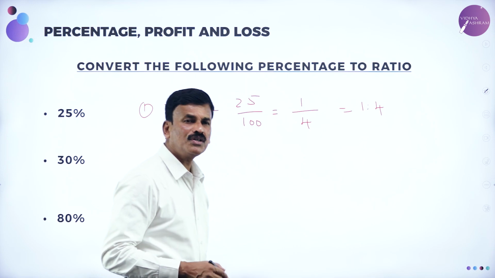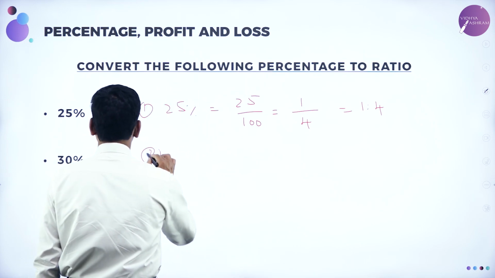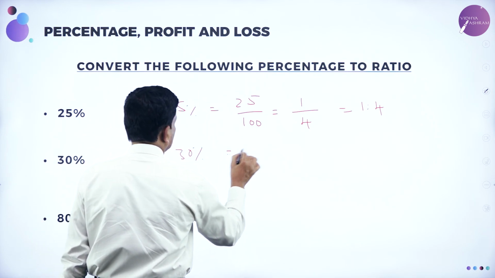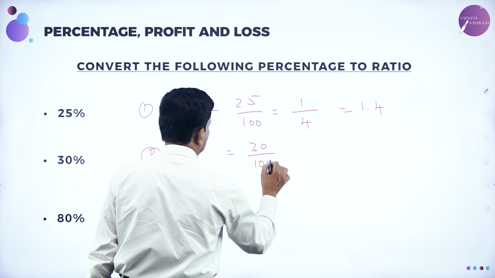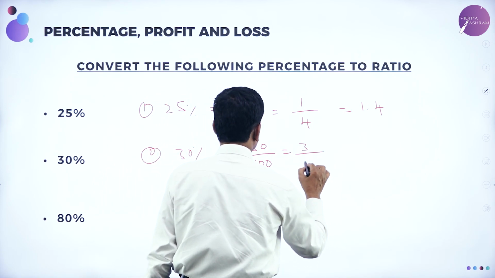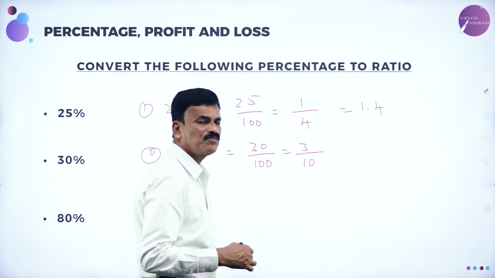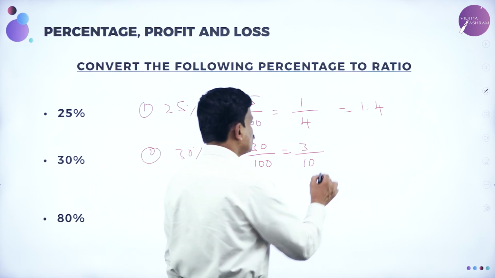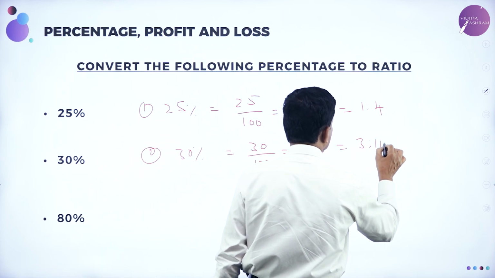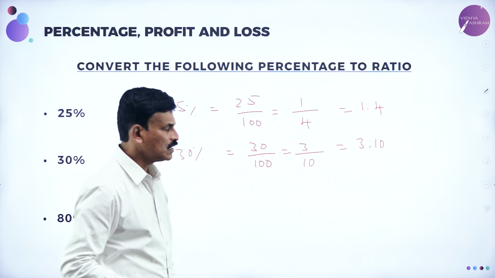Right. Now move on to the next one. What is the next one? 30%. 30% is 30 divided by 100. That's equal to 0 and 0 get cancelled, 3 by 10. You cannot simplify this further. So this can be written as 3:10.